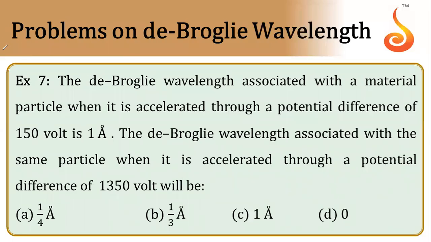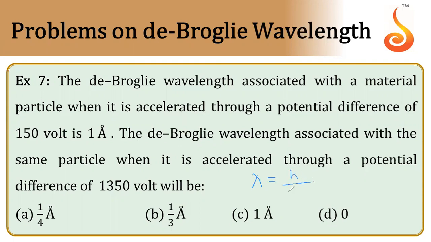Okay, in this one, the de Broglie wavelength associated with a particle when it is accelerated through a potential difference of 150 volt is 1 angstrom. Okay, this has been given. Then the de Broglie wavelength associated with the same particle when it is accelerated through a potential difference of 1350 volt will be? Okay. For this, you can directly use the formula.